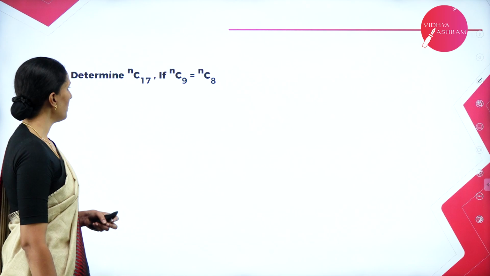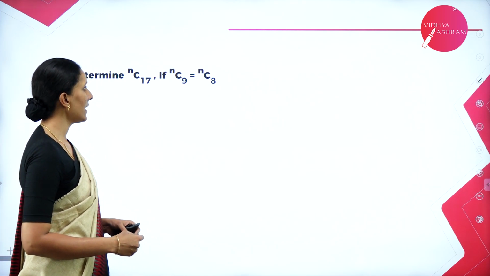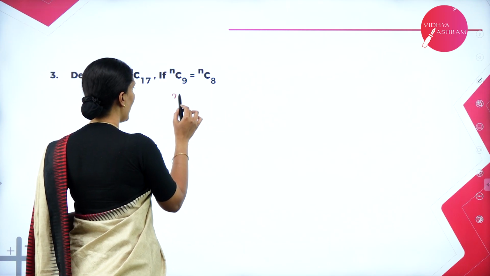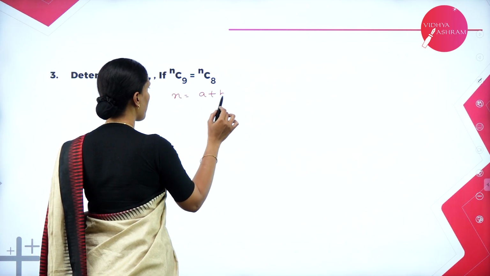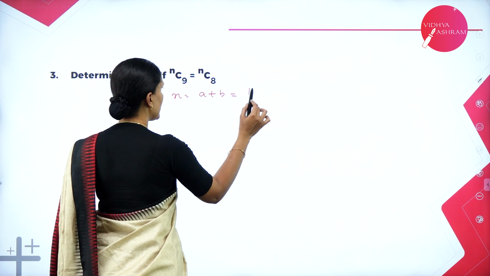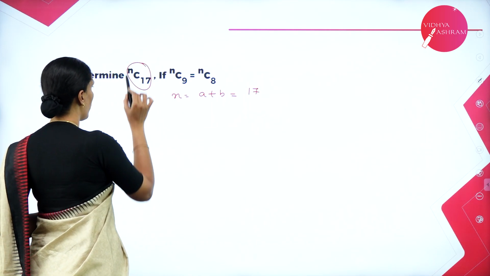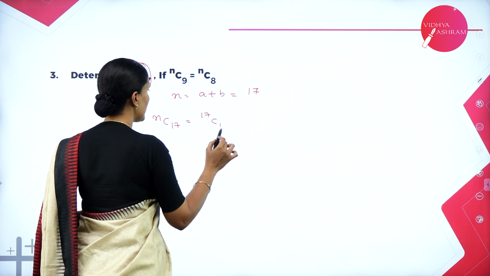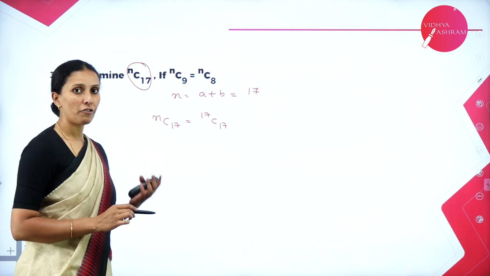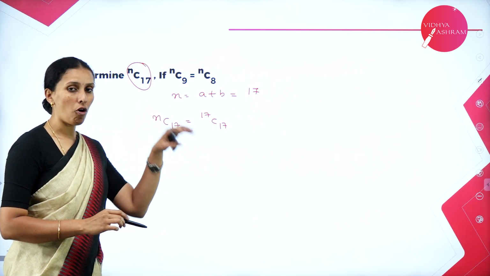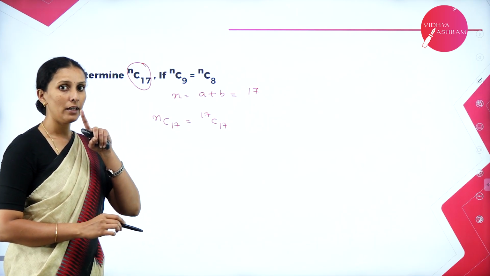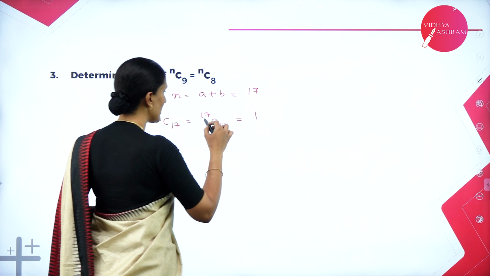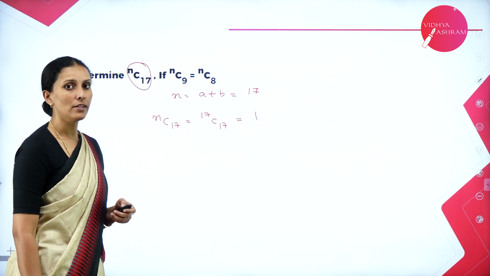Next question. Determine NC17 if NC9 is equal to NC8. So here A is not equal to B, but N can be equal to A plus B, which is 9 plus 8, 17. So here we need to find out NC17. NC17 is nothing but 17C17. So from the property of combination, if you have chosen all the objects at the same time, then the selection is only 1. So therefore NCN value is 1. That is, 17C17 is 1.